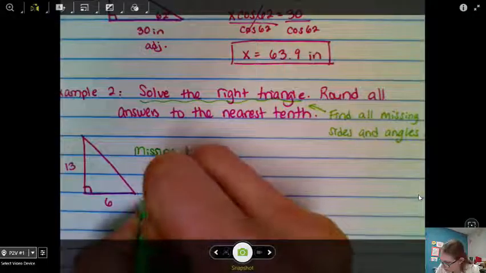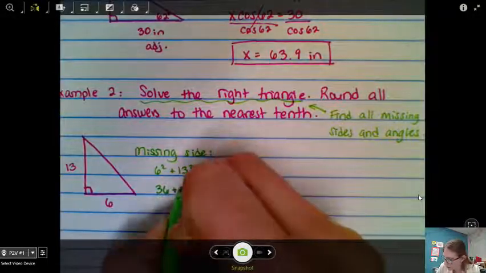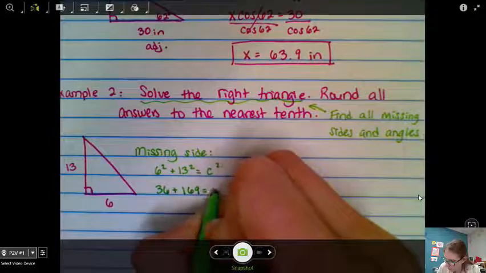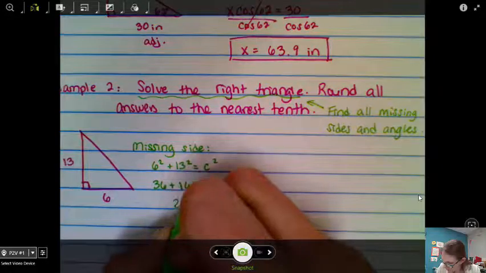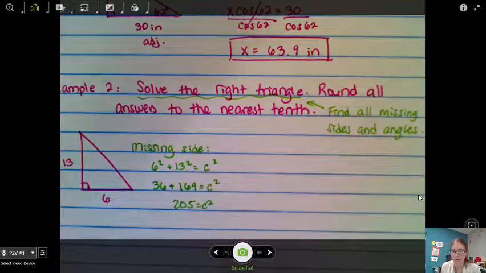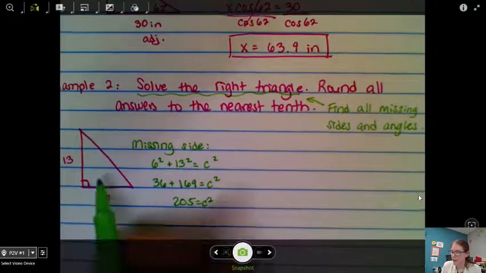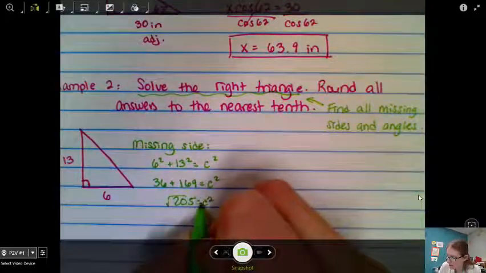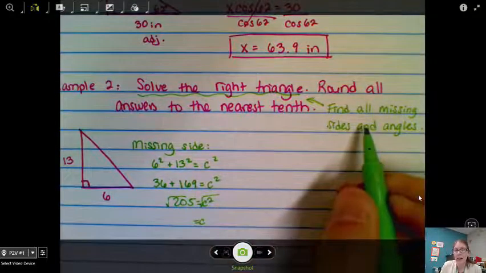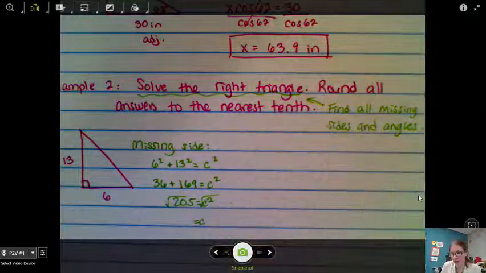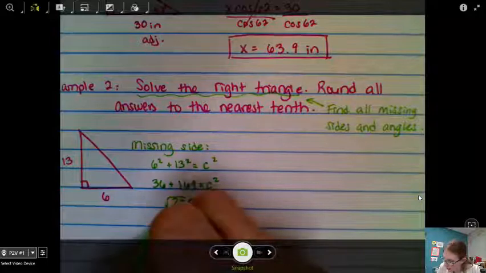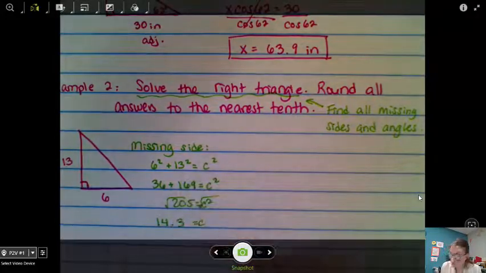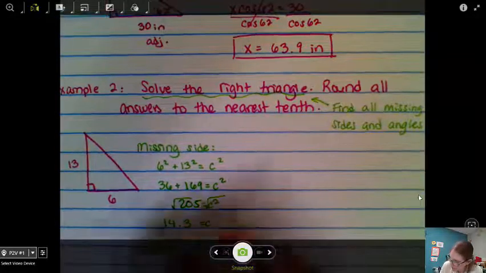Well, 6 squared is 36. 13 squared is 169. And then 36 plus 169 is 205. To figure out our missing side, we still have to square root both sides. And our directions said to round all answers to the nearest tenth. So in your calculator, the square root of 205 ends up being about 14.3, rounded to the nearest tenth.